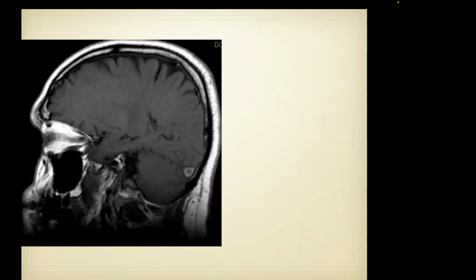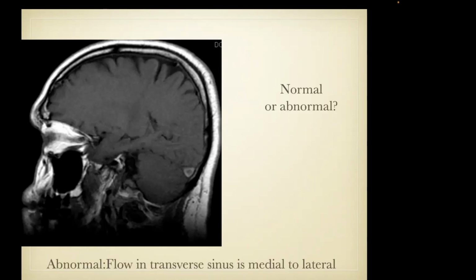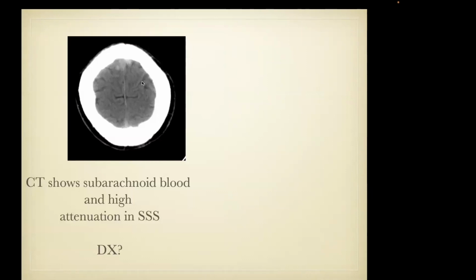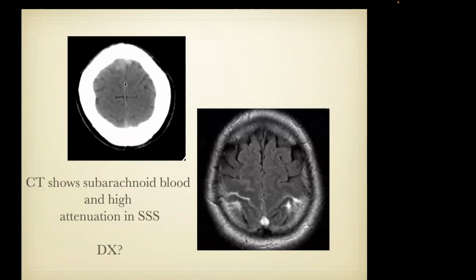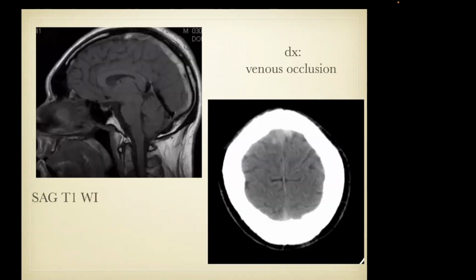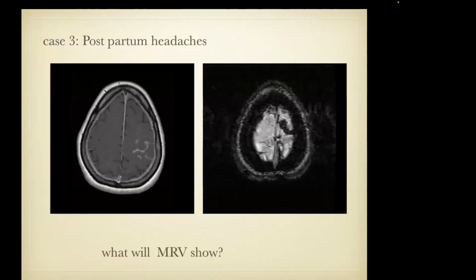So again, the static imaging will be very helpful on MR in the diagnosis of venous disease. Here's the CT scan, shows this high attenuation in this area. Here's the MR scan, shows subarachnoid blood and increased signal in the region of the superior sagittal sinus. And so this is a venous occlusion case. Oftentimes on the sagittal T1 scan, you can see the thrombus different here from the straight sinus. So again, used together, you don't often have to rely on the MR venogram to make the diagnosis.